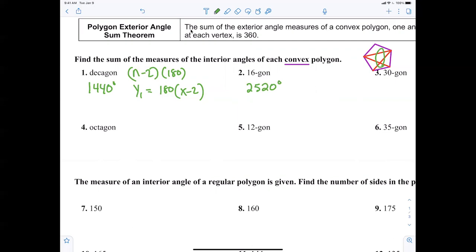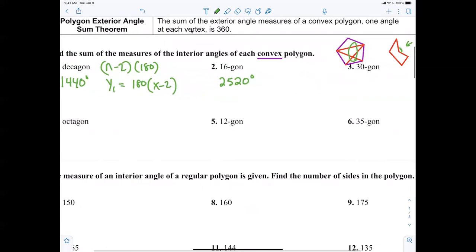And someone help me for a 30-gon. How much? 5,040 degrees.